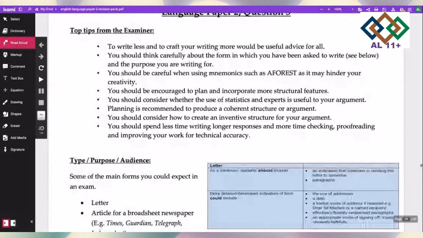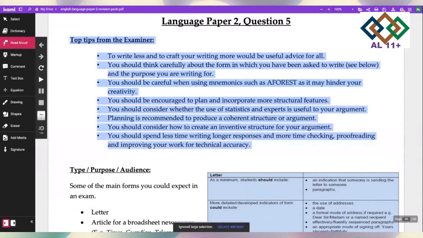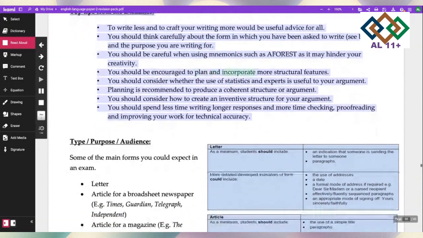So there are some tips from the examiner which I wanted to share with you. Let's look at some of the tips the examiner has given for question number 5. Top tips from the examiner. To write less and to craft your writing more would be useful advice for all. You should think carefully about the form in which you have been asked to write and the purpose you are writing for. You should be careful when using mnemonics such as AFOREST, as it may hinder your creativity. You should be encouraged to plan and incorporate more structural features.